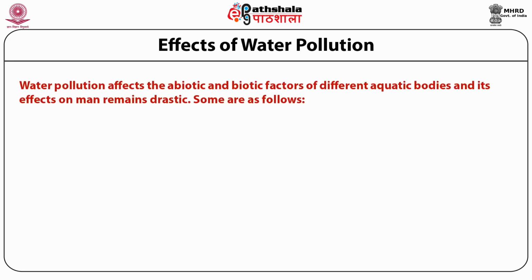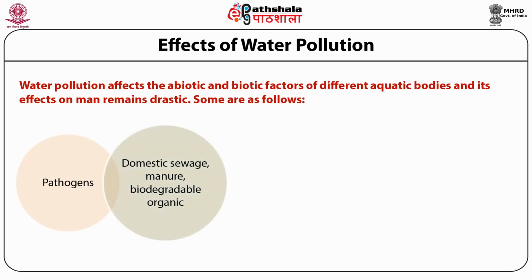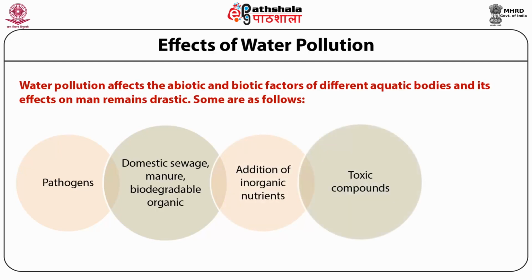Water pollution affects the abiotic and biotic factors of different aquatic bodies, and its effects on humans are drastic. Some of the effects are: pathogens, domestic sewage, manure, and biodegradable organic waste deplete the dissolved oxygen of water. There is the addition of inorganic nutrients such as nitrates and phosphates. Toxic compounds are added to the water, and there are also effects like insoluble soil.